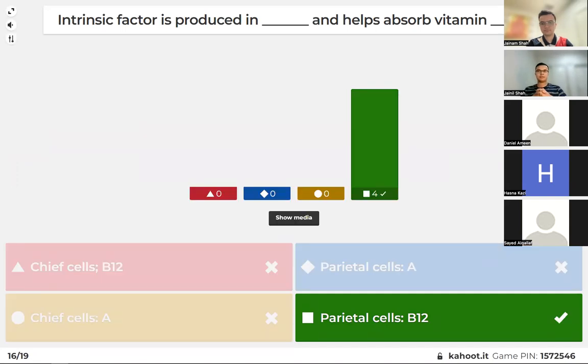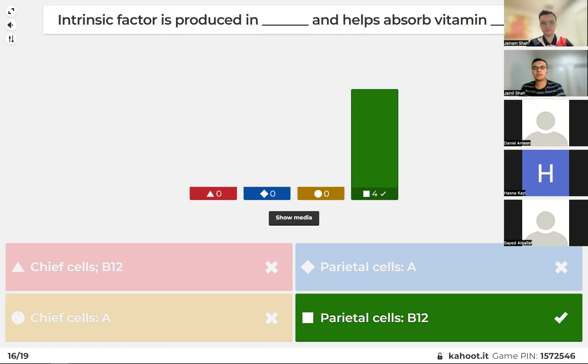Awesome. So this is again a bit of a thing you have to remember, but the idea is that the parietal cells are very important because they're going to produce something called intrinsic factor, and that allows it to bind to the B12 and allows it to be absorbed, right? So without that intrinsic factor, you're going to have an impaired absorption of vitamin B12.